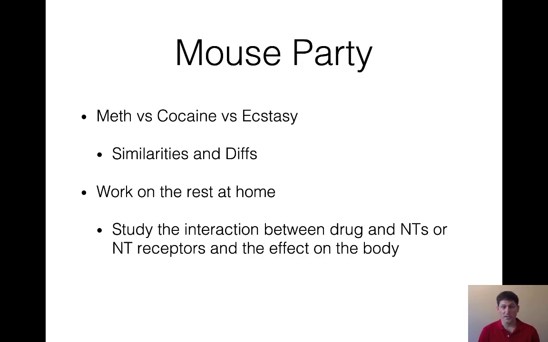So let's look at Mouse Party here really quick. This is a website, and this is in your syllabus. We're going to look at meth, cocaine, and ecstasy, and I want you to look for some similarities and differences between the three, and then the rest of the drugs I want you to work on at home. Basically what you're looking for is, again, that application and the analysis of what's going on with these drugs, what's going on in our synapses, and what's going on with our neurotransmitters. So what is that interaction between the drug and the neurotransmitters, or the neurotransmitter receptors, and what kind of effect does it have on the body? And you can expect to see some questions on the test about that.